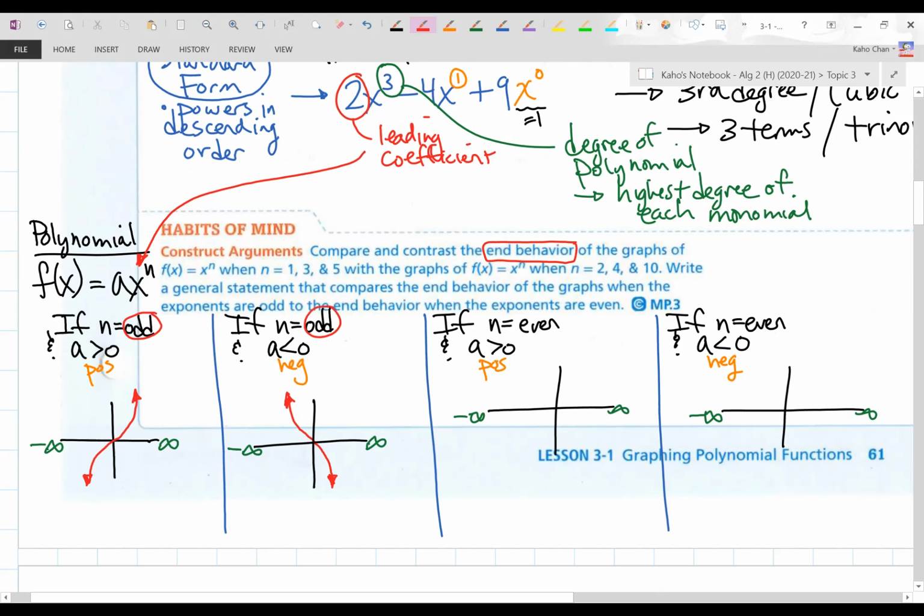Hey, what happens if it's even? Well, we saw with x squared, x to the fourth, and x to the sixth under decimals, they look like this. They both go up from the center for their end behavior. And if your leading coefficient is negative, it does a vertical reflection as well. Bam, like that. Okay? So those are your four scenarios.